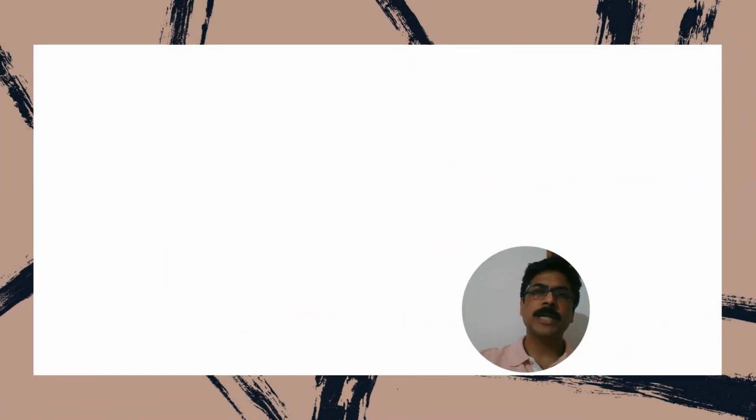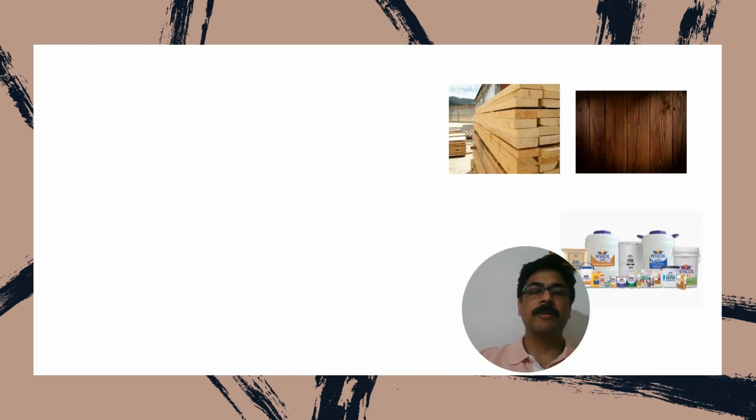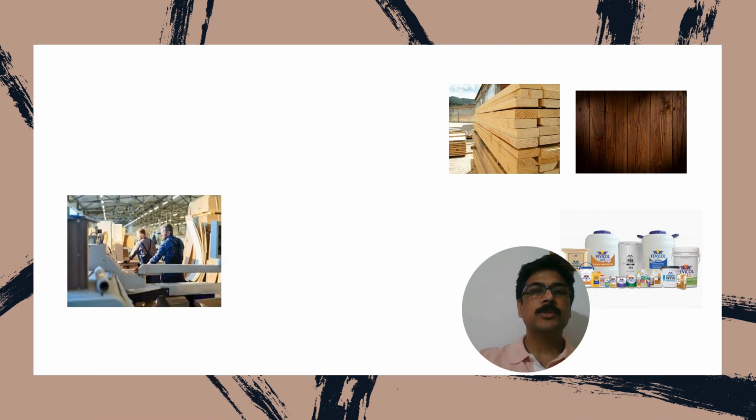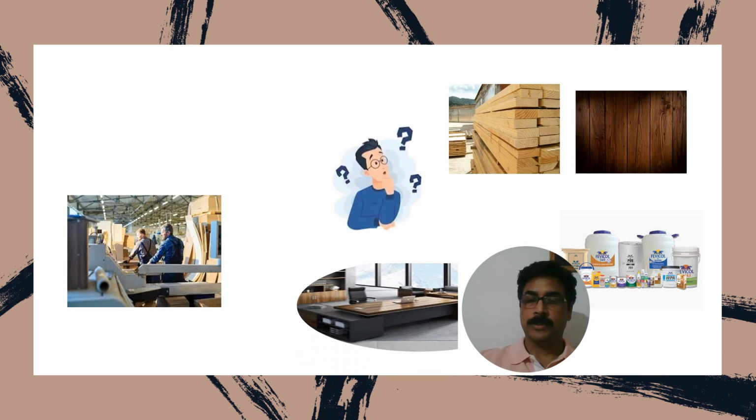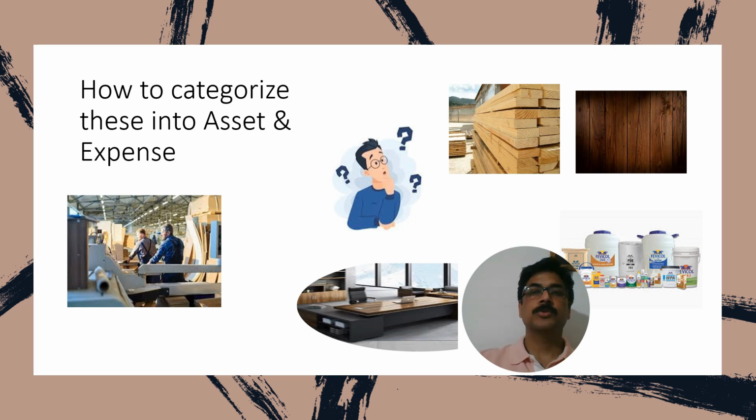As he decided to start a business of manufacturing and selling furniture, he started buying things. He bought wood, some mica, and Fevicol. He also hired employees, bought machinery, and took an office on rent. But now he's confused about how to categorize all these items into asset and expense.